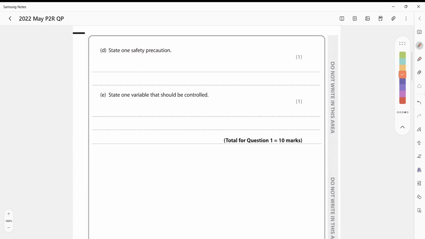Okay, state one safety precaution. So because you'll be using perhaps different participants, it's best to sterilize the mouthpiece because that would be pretty unhygienic. So the mouthpiece should be sterilized.